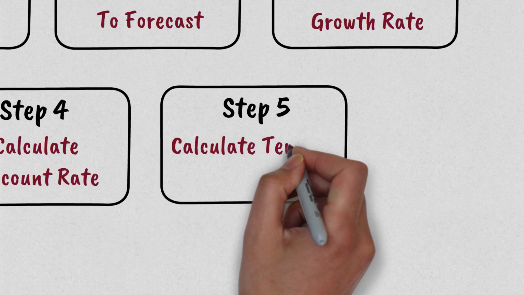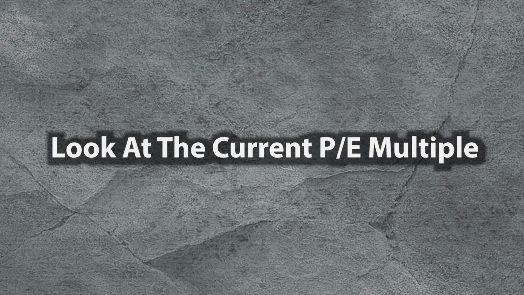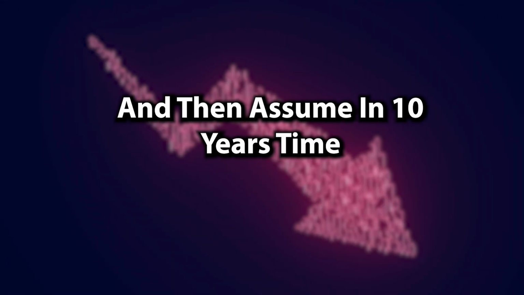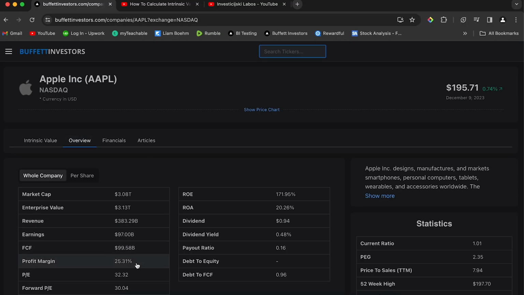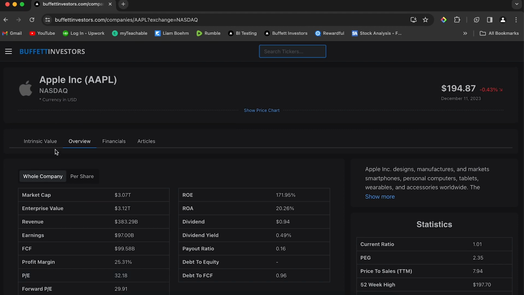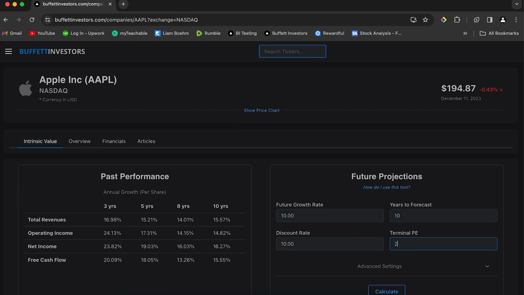The final step is terminal PE multiple. At what multiple of the free cash flow will we sell the stock for in 10 years' time? To work this out, I like to look at the current PE multiple and then assume that in 10 years' time it's going to be much lower. Right now, Apple's current PE multiple is 32. Let's assume that in 10 years it's much lower at 20.